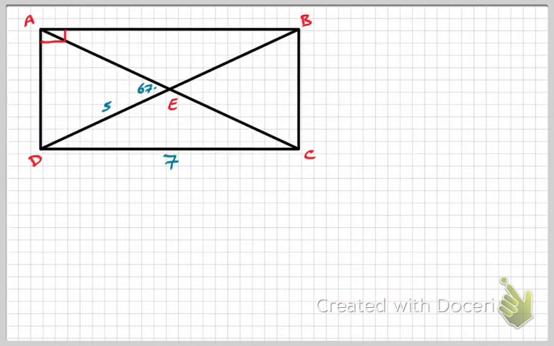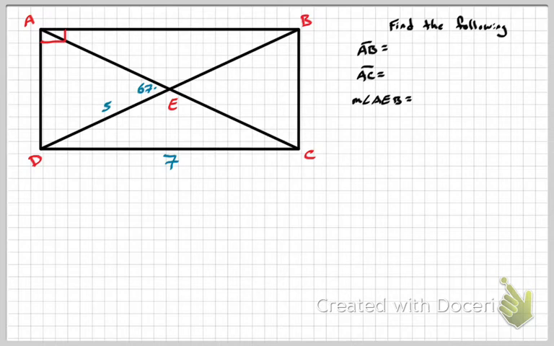Okay. Looking at this diagram here, given that this is a rectangle, we want to find the following pieces of information. So I know that DC is 7, which means that AB would also be 7, because those are opposite sides. AC, well, I know DE is 5. I know that these are all congruent. So that means that the length of AC would be 5 times 2, or 10.